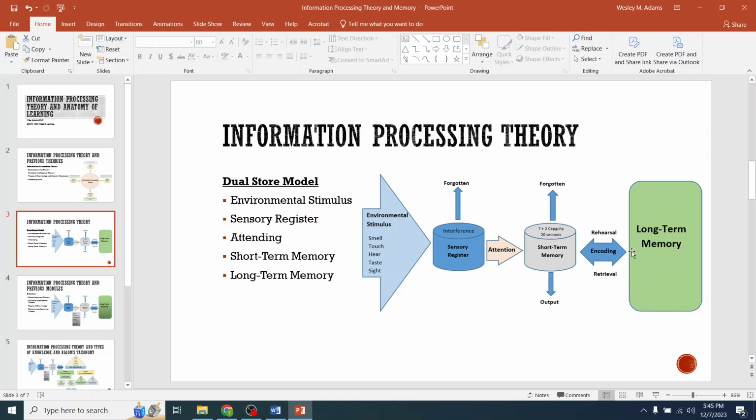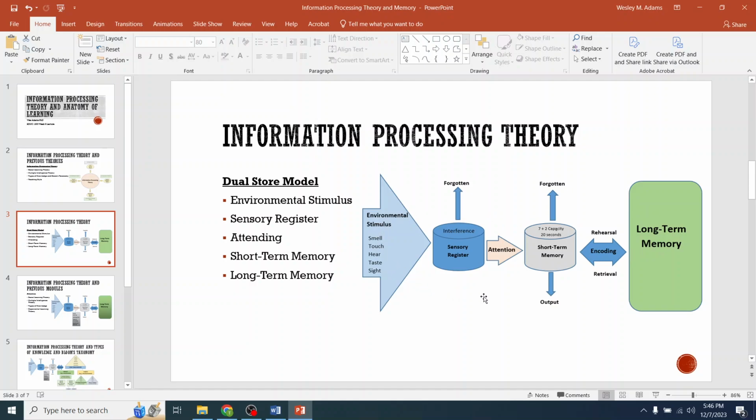So that's part of encoding. We rehearse it, we get it over here encoded in long-term memory so we can retrieve it and recall it. Those steps I just mentioned, we're going to see this in Bandura's mediating process. So just remember that. I don't want to go into it yet. We're going to cover that in the second half of the semester. It's going to be the very first theory we cover in terms of observational learning and Bandura's mediating process.